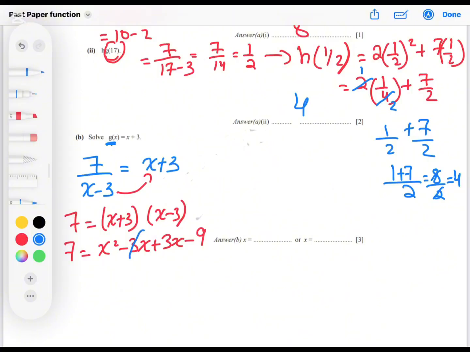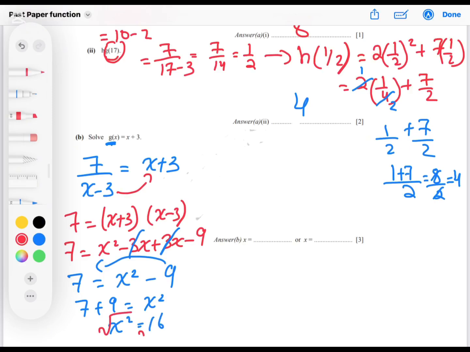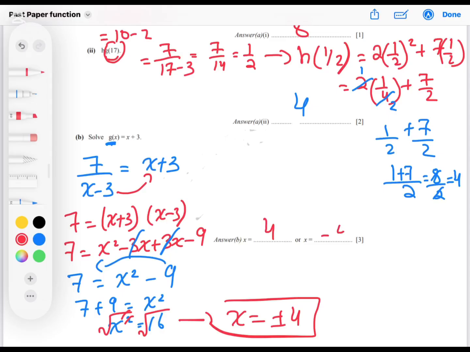Now these two will be cancelled out. 7 is equal to x square minus 9. Minus 9 goes to the other side and will be added. So x square equals 16. Now I have to find the value of x, so I have to apply a root. The square and root cancel out. So the value of x will be plus or minus 4, because 16 is the square of 4. So positive 4 and negative 4 is the final answer. The simple question.